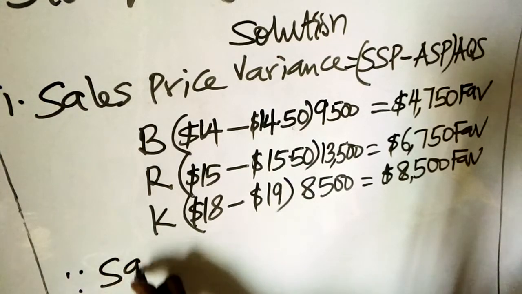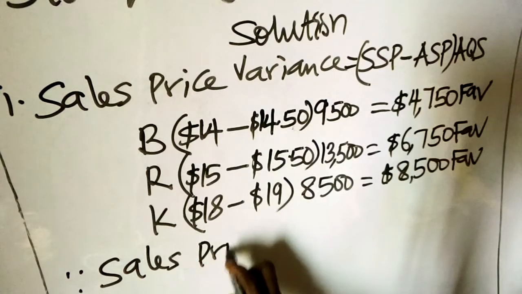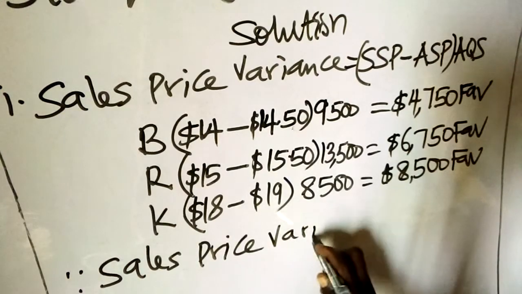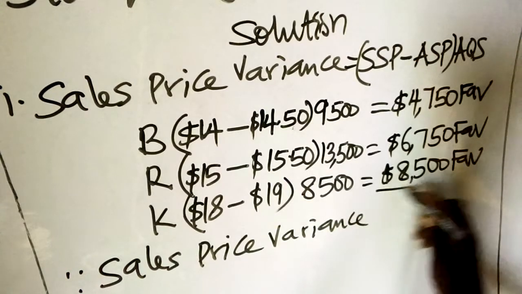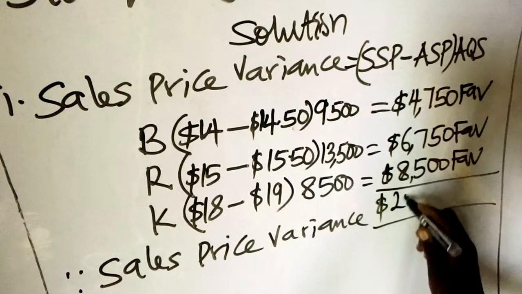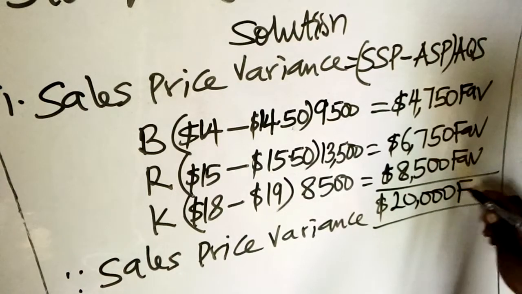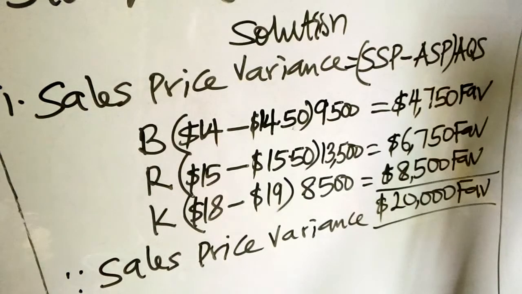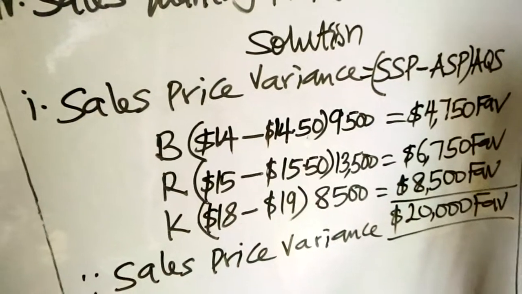Therefore, our total sales price variance, you now sum up the three. When you sum it up, the total will be $20,000 favorable. That is 4,750 favorable plus 6,750 plus 8,500. That will give us $20,000. That is requirement 1.